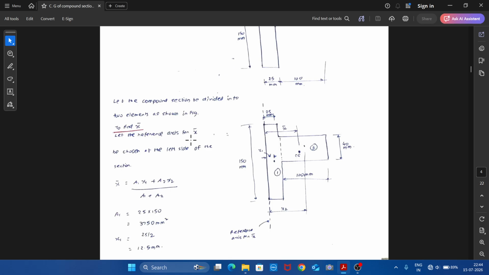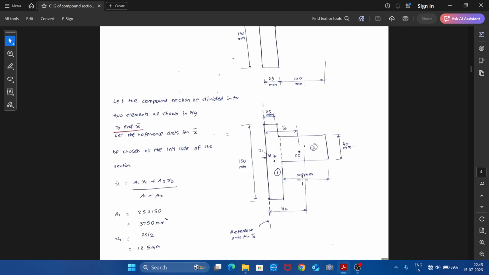And we need to choose a reference axis for finding x bar. So let the reference axis for x bar be chosen at the left end of the compound section. And we know that x bar equals a1 x1 plus a2 x2 divided by a1 plus a2. a1 will be this horizontal dimension 25 into 150, so 3750 millimeters square. x1 is the horizontal distance from the reference axis for x bar to the CG of element 1. So this distance is x1, which is 25 divided by 2.